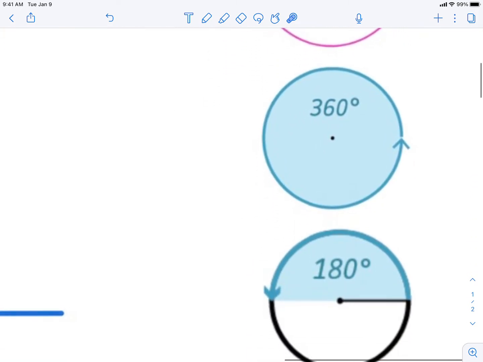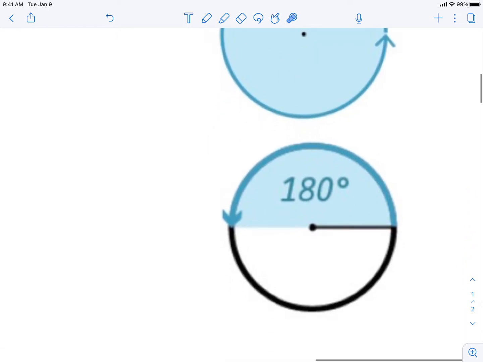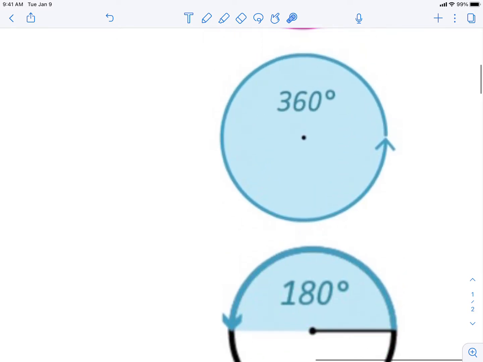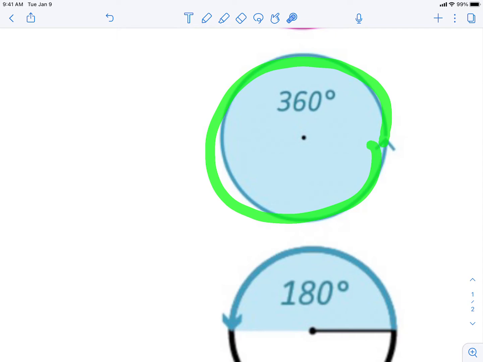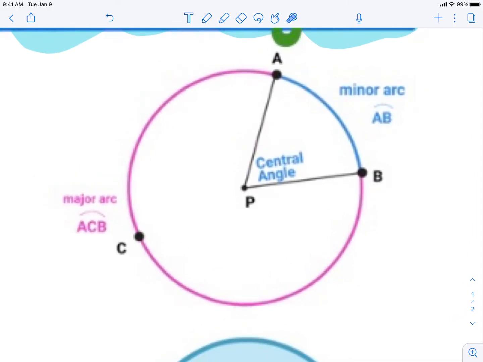We remember that a full circle is 360 degrees. So that means that half a circle is 180 degrees, or a semicircle. And one circle is made out of two semicircles, which 180 and 180 equals 360.